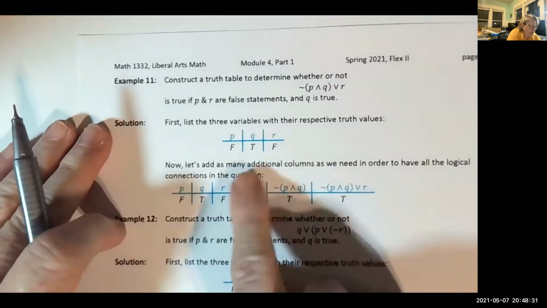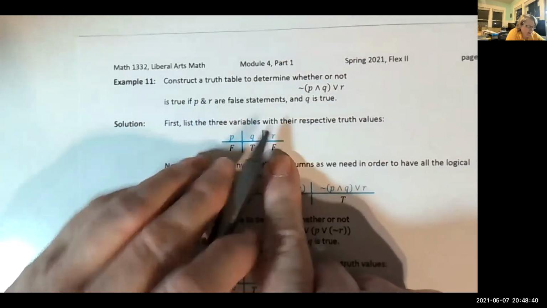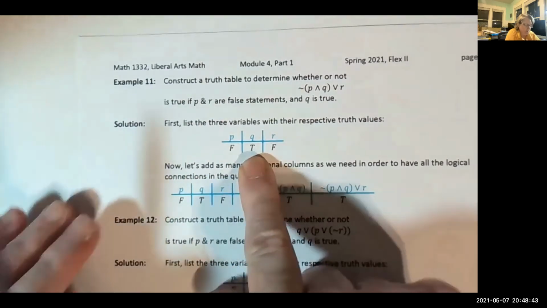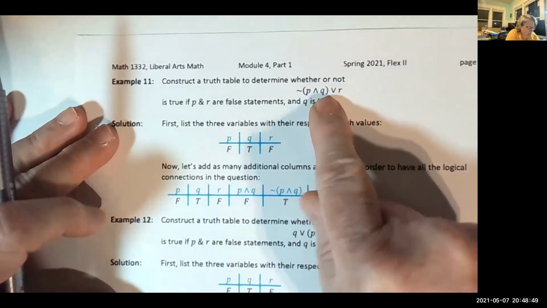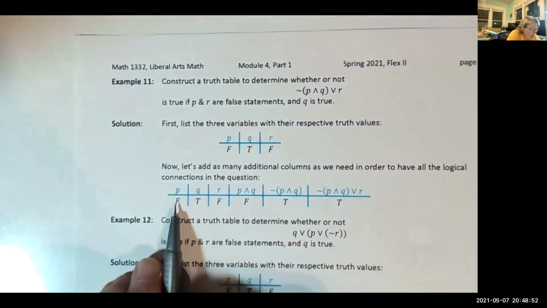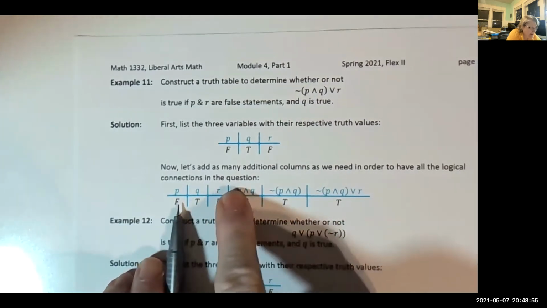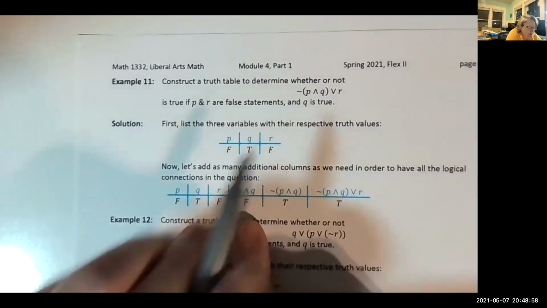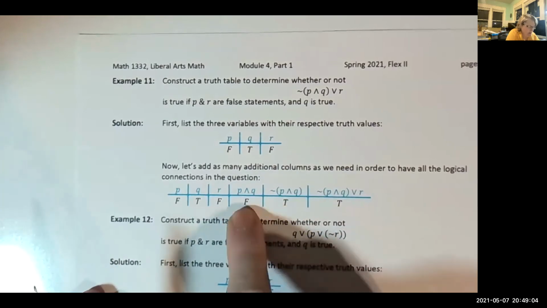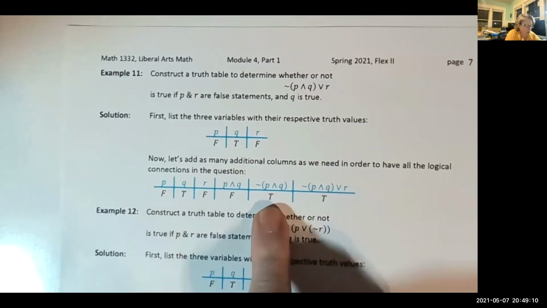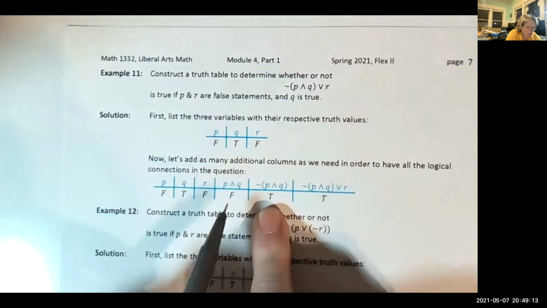This time we start with a very short truth table. Our three columns only have one entry. P is false, R is false, and Q is true. So it's a little bit easier to fill out the truth table. The first thing we're going to do is find P and Q. Well, let's see. P and Q, they're different, so P and Q is false. Now we need to find not P and Q. Not P and Q is the opposite of P and Q. P and Q is false, so not P and Q is true. Finally, we're going to look at R and not P and Q.